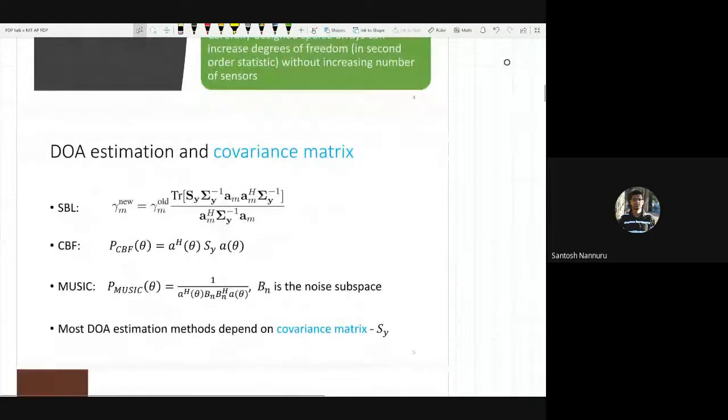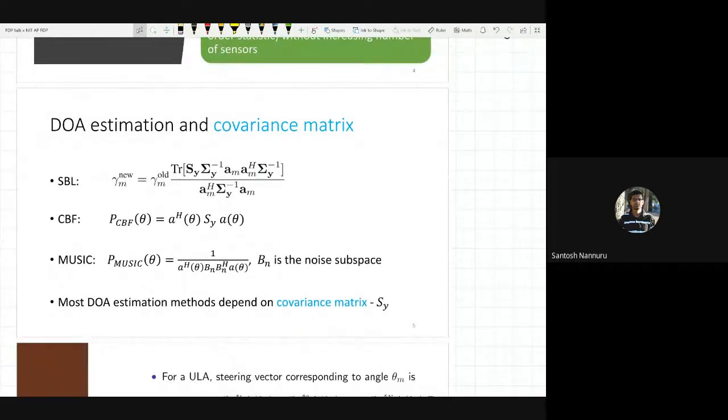So, DOA estimation and covariance matrix. This slide was there in the previous session as well, but what I want to highlight here is that these are all the main formulas for each of the three algorithms, and other methods will have similar things. What you can see is all of these rely centrally on the covariance matrix, or the sample covariance matrix rather. S_Y is the sample covariance matrix. So it comes here in the SPL formula. It comes here in the CBF formula.